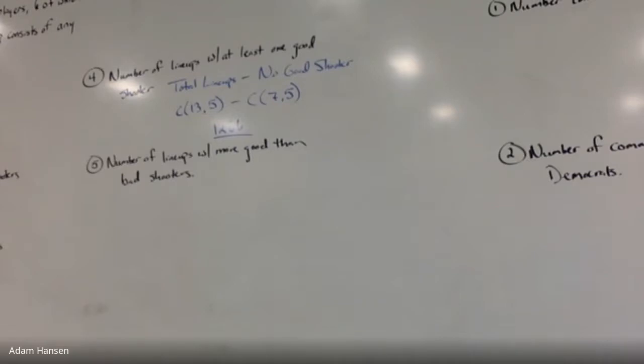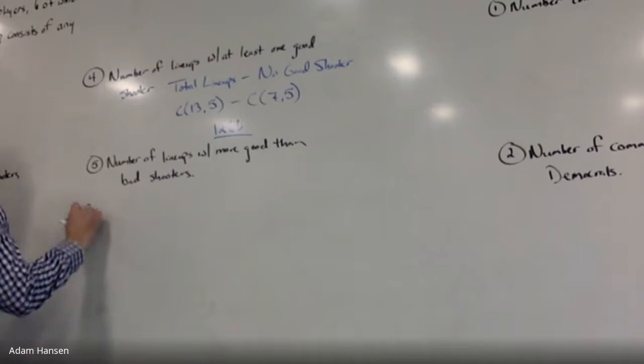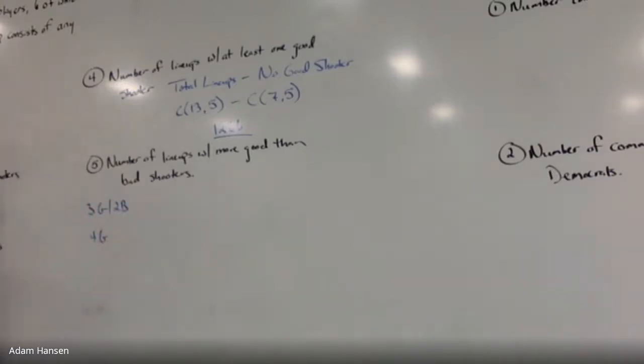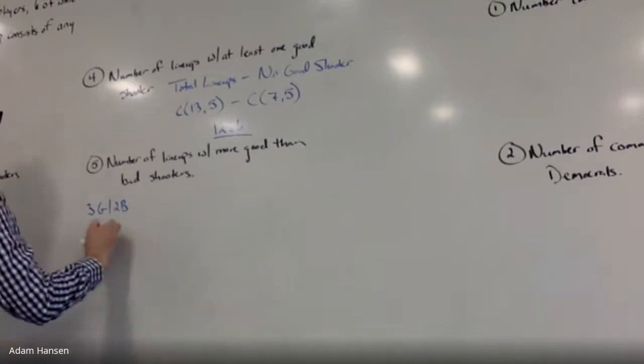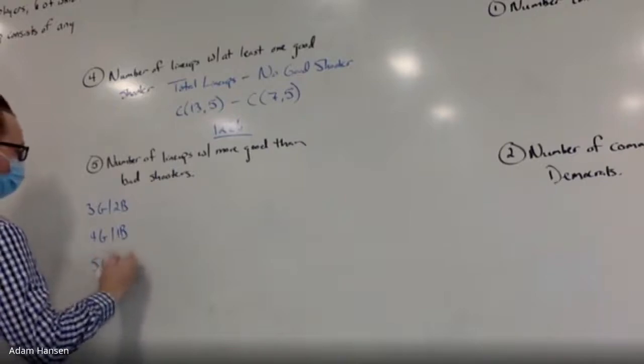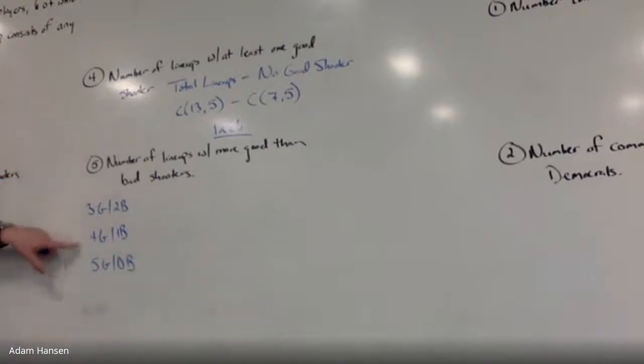You have 3 good shooters and 2 bad shooters, or 4 good shooters and 1 bad shooter, or all 5. So just at least 3 good, right? Yeah. Three, 4, or all 5 good, and the rest are bad. Let's find the total number of combinations for each of these 3 different types of lineups, then just add them all up.